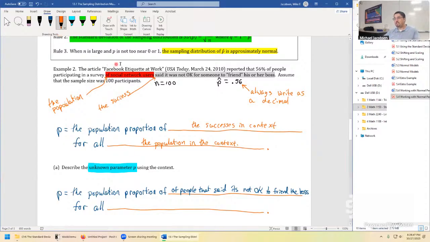Depending on the title, Facebook Etiquette at Work, we might have a more refined population. We might hazard a guess that this is social network users on Facebook specifically. But that was just USA Today's title here. It was a survey, but that survey was not necessarily conducted by them. Sometimes USA Today just reports on other people's statistical work. So for those kinds of things, you can always just make a judgment call.